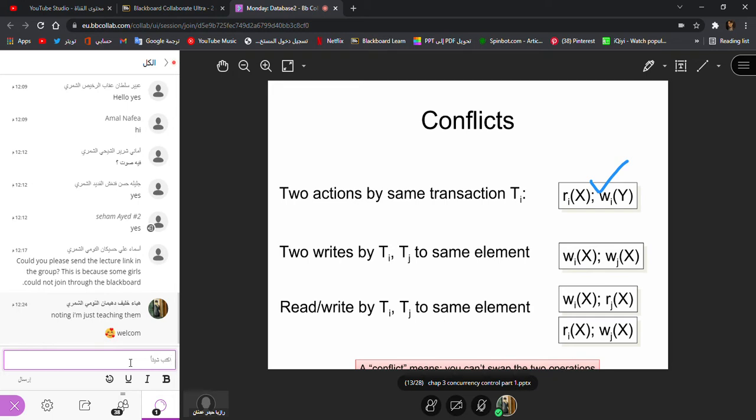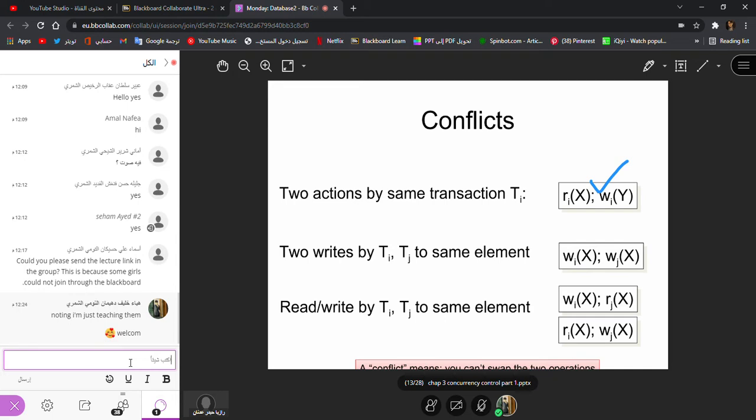The other conflict is when the two transactions, Ti and Tj, that means T1 and T2, are both trying to write on the same data element, which is X. X is just a notation for the data element. If transaction 1 is trying to update data element X and transaction 2 is trying to update data element X, then that is a conflict. Conflict means this cannot happen, so we have to stop it. This is not possible, otherwise there will be inconsistencies in the database. So this is the second type of conflict.